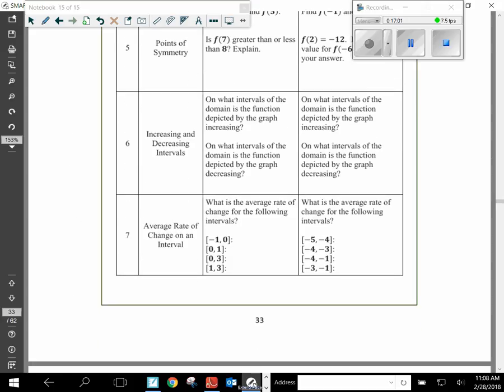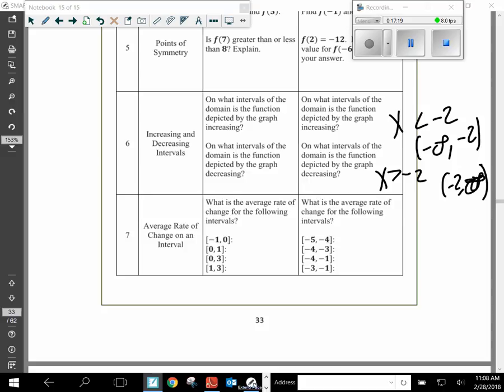When is this function increasing? It's increasing when x is less than -2, or you could say from negative infinity to -2. And it's decreasing when x is greater than -2, or you could say from -2 to positive infinity. The average rates of change for these are 5, 3, 1, and 0. Notice the average rate of change started off really big at 5, and then it's getting smaller: 3, 1, and 0. That should make sense.